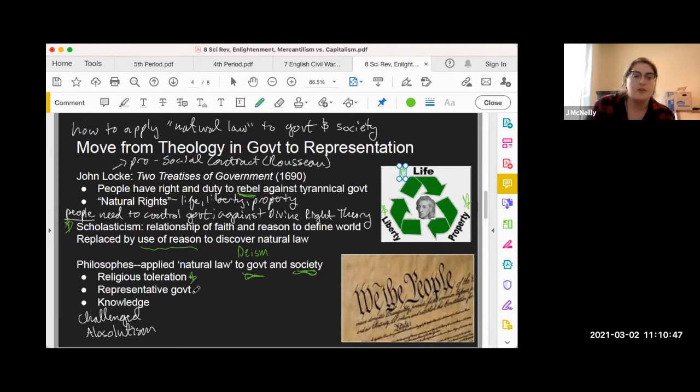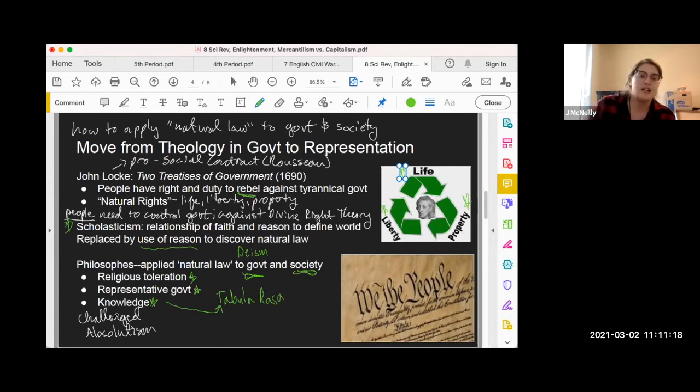They also are pro-representative government. Again, letting the people have a voice in government to protect their natural rights. And in line with the idea of tabula rasa, if you want people to be good and to have people who are competent, then you need to educate them. You need to expand knowledge. You need to write good information on their tabula rasa, on their blank slate.